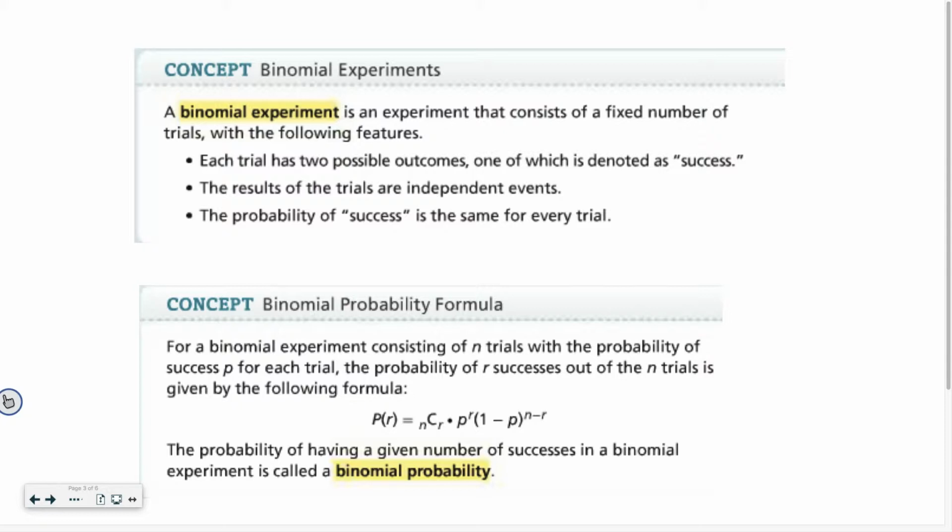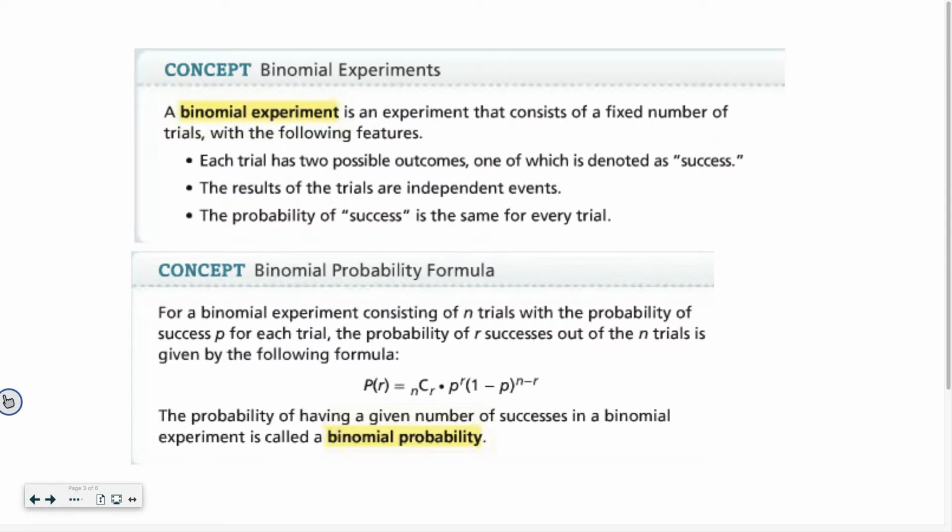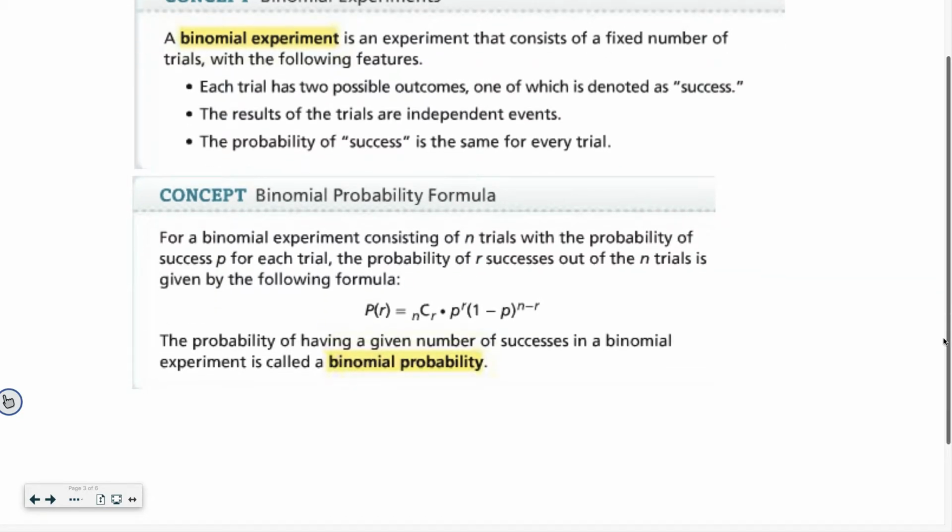In a binomial experiment, it's important to know that it consists of a fixed number of trials, so it happens a certain number of times, and each trial has 2 possible outcomes. Like if you're playing a basketball game, you either win or you lose, because if it's a tie, you go into overtime until there's a winner and a loser. So it's a trial with 2 possible outcomes, they are independent events, and the probability of success is the same for every trial.